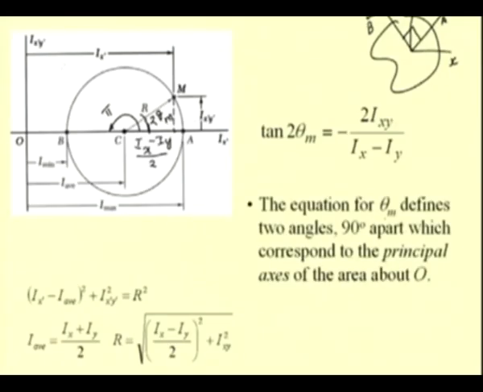So, this equation gives a value of theta m that defines two angles 90 degrees apart, which correspond to the principal axes of the area about O. So, one value corresponds to theta m, the other value corresponds to theta m plus 90 degrees.